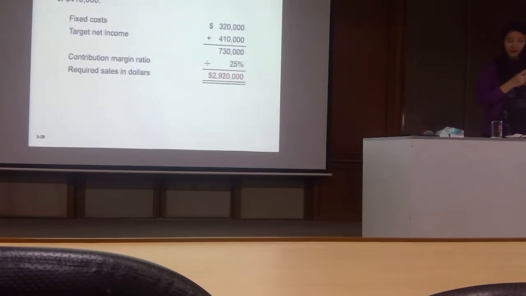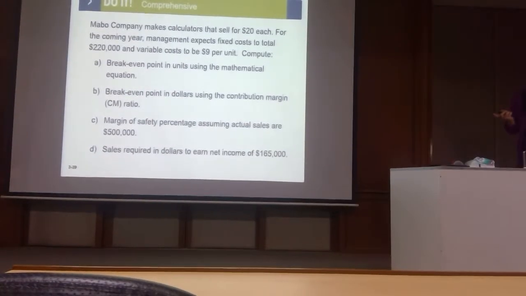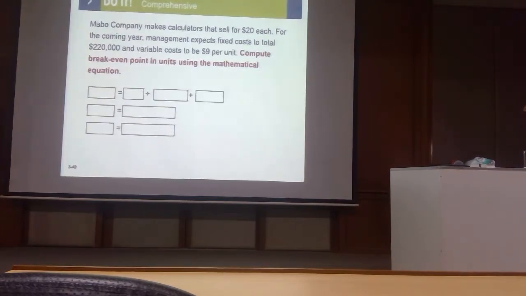The next question: the company makes calculators that sell for 20 each. For the coming year, the management expects the fixed cost to be equal to 220,000 and the variable cost equal to 9 per unit, okay? So we have all the information that we need. First, the question asks you to compute the break-even point in units, but this one is changed into a mathematical equation, okay? Let's see.